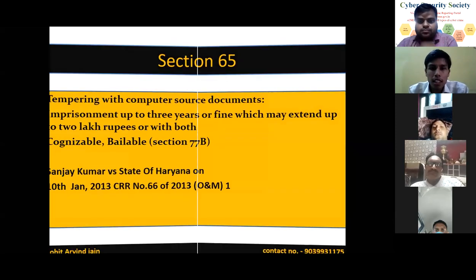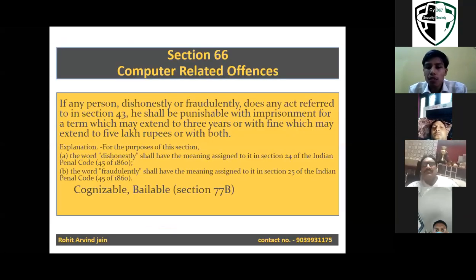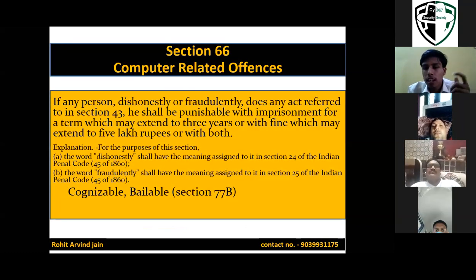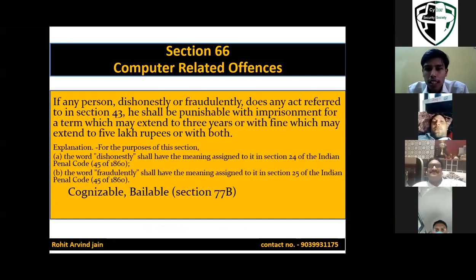So the next is section 66. As we discussed last time about section 43, which deals with hacking provisions: if someone does an activity of section 43 with a dishonest and fraudulent purpose, then he shall be punishable with imprisonment which may extend to 3 years and a fine up to 5 lakh rupees, or both. Dishonestly and fraudulently are described under sections 24 and 25 of the IPC.